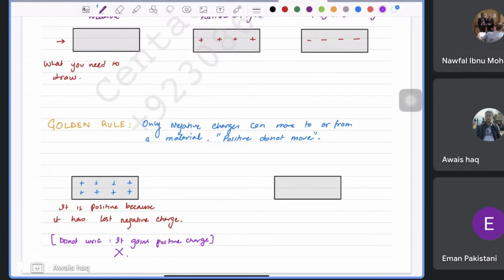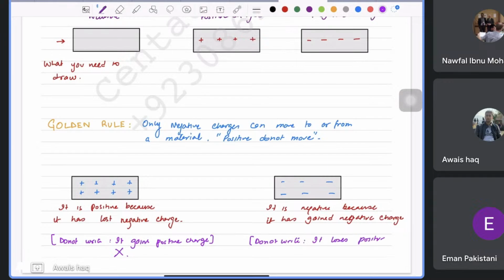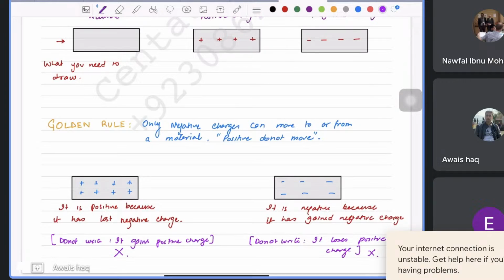Good. Yes, sir. Now, if something is negatively charged, what would you write about it? You'd write it is negative because it has gained negative charge. And what you don't have to write is that it loses positive charge. That would be wrong and unacceptable. You get it? Yes, sir.